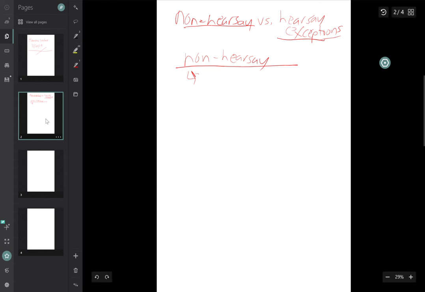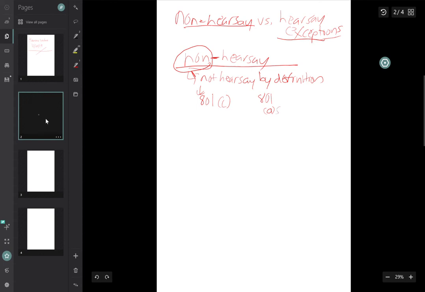So what is non-hearsay? Non-hearsay is exactly what the etymology would suggest. It's not hearsay by definition. What definition? The definition of hearsay found in Rule 801C. So if you remember how the 801s break down, 801A defines what a statement is, and a statement is an assertion of fact, right? You have 801B, which is a declarant, the person who makes the statement. You with me?